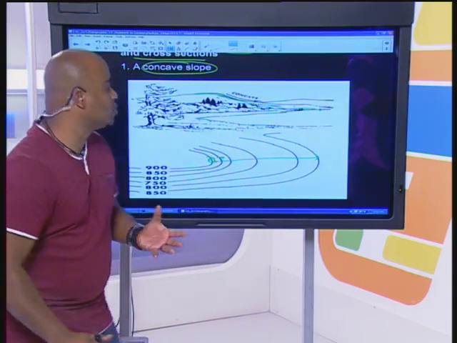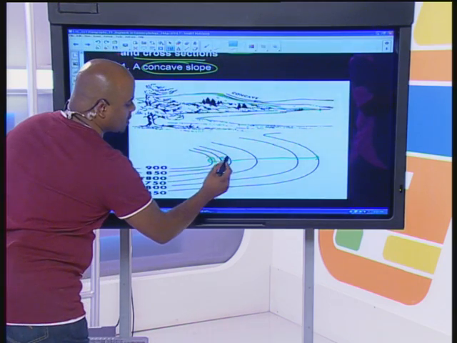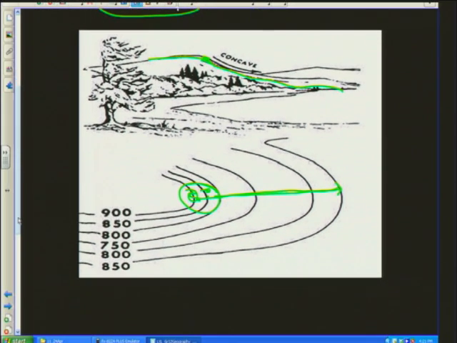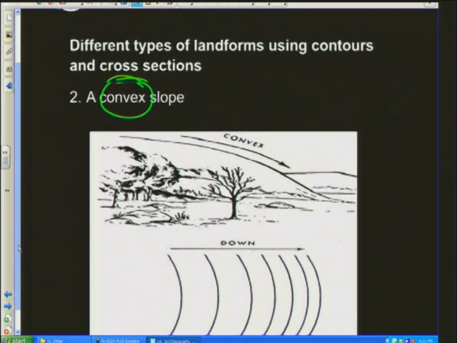And this type of slope is what we refer to as a concave slope. Note close contour lines and then gradually becoming far apart. The next example, a convex slope. In this example, you'll note the following.